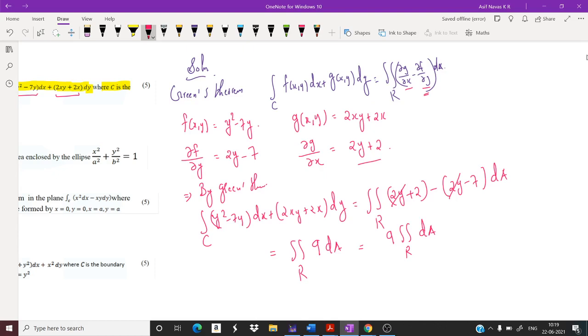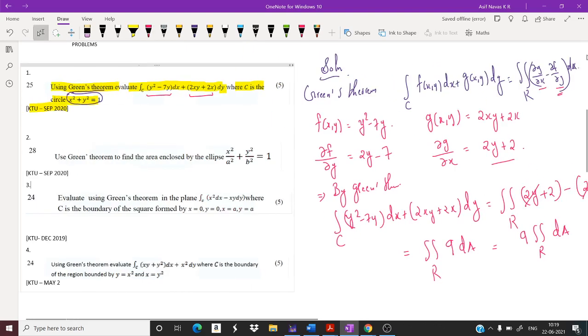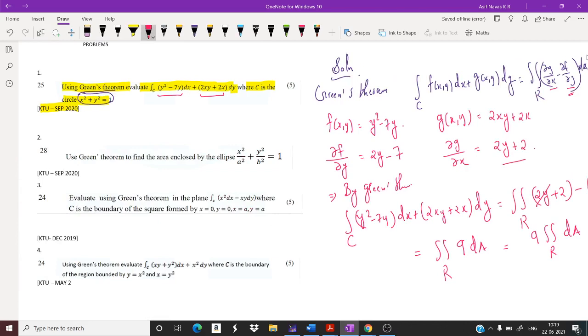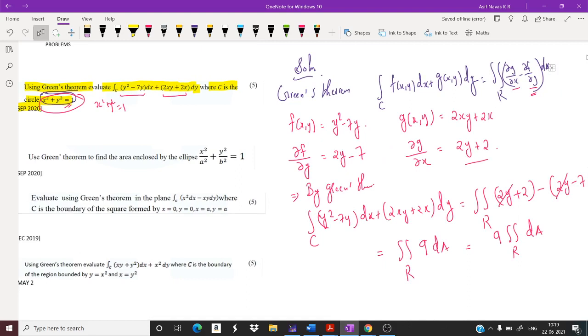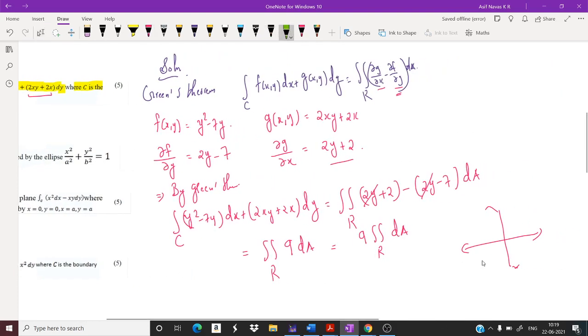So what is R? What is the region of integration here? This circle, right? We don't want to find the parametric form. So this region is actually x square plus y square is equal to 1. It's the circle, right? So the region is a circle, the unit circle, with radius 1, right?